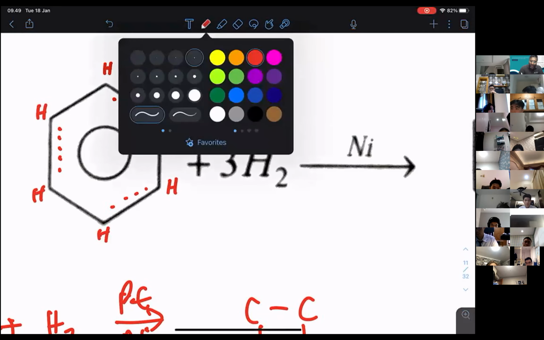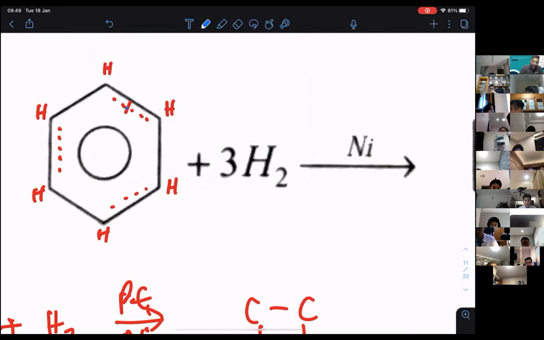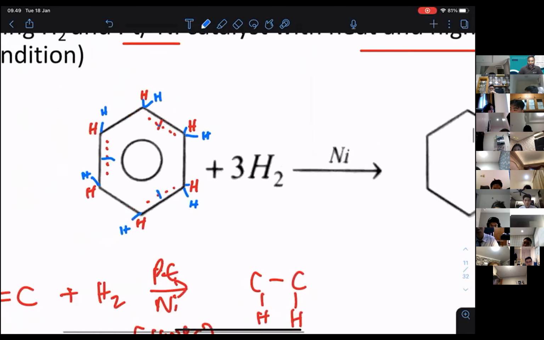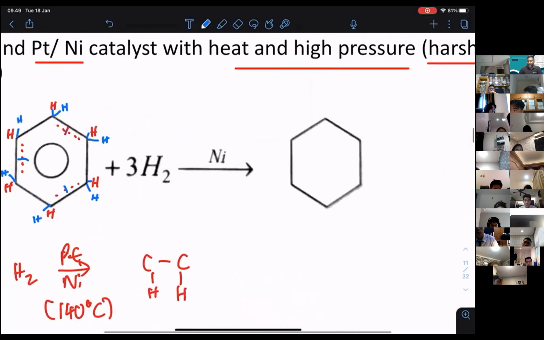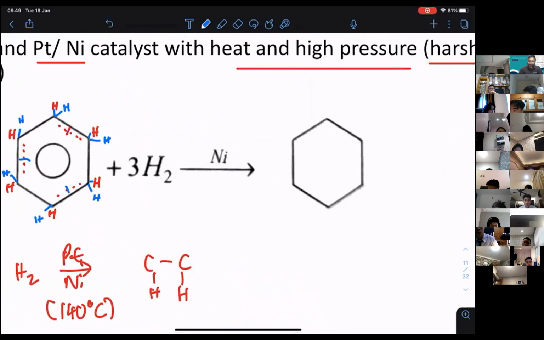So now one new H will come after the double bond is broken. Double bond broken, new H, double bond broken, new H, and so on. So you are going to get a molecule without the double bonds, without the circle, and each of these carbons will have 2 H. So do remember this is C6H12, known as cyclohexane.